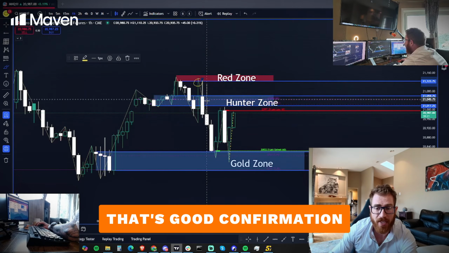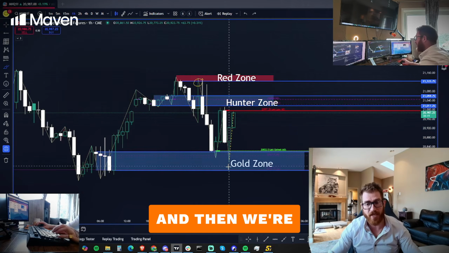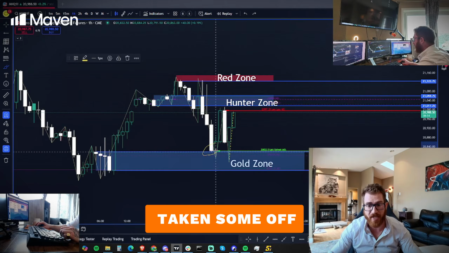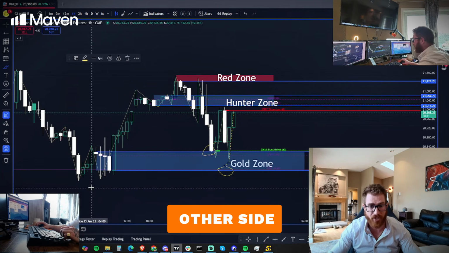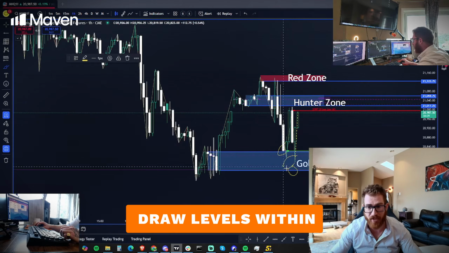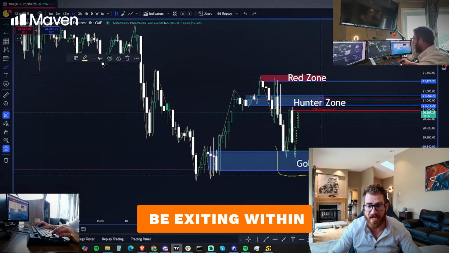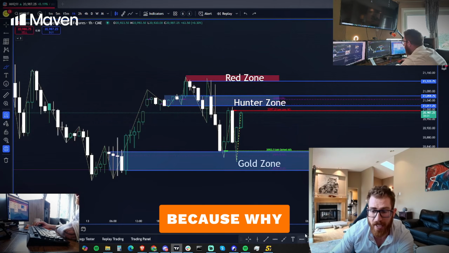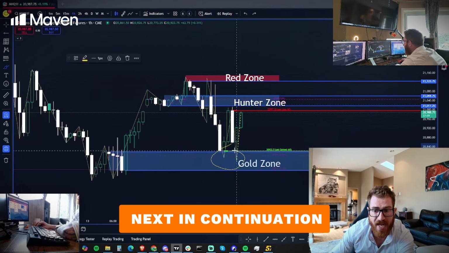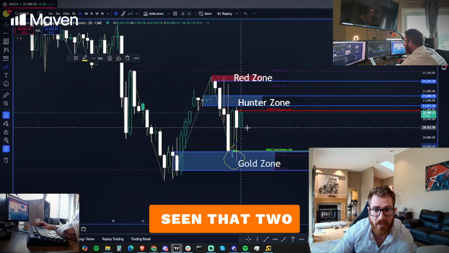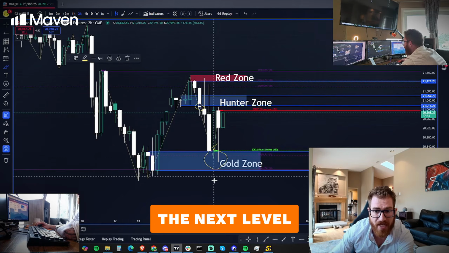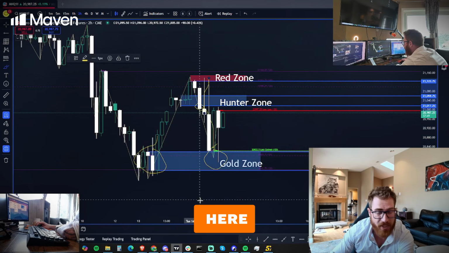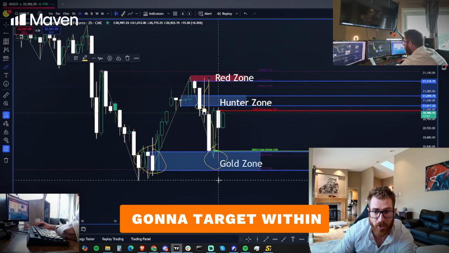After we see this wick, that's good confirmation that we are going to continue to the other side, and then we're going to start drawing our golden zone. Our golden zone is where you're going to be shooting for your profits. I would have taken some off here, and I would have taken some off on the other side. Potentially you could draw levels within here, I'm not sure, but you would be exiting within this zone depending on where the levels are. Because why? Because that's the level that is next in continuation. So after we've seen that 2 hour close here, the next level down is clearly this. So that's where we're going to target. So we're going to enter all within here, and then we're going to target within there.